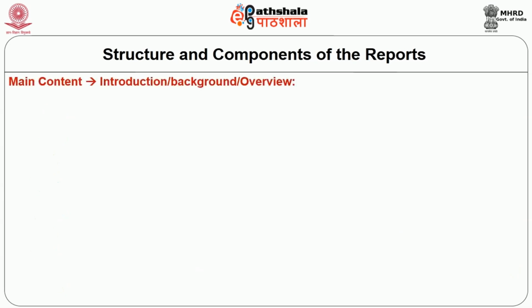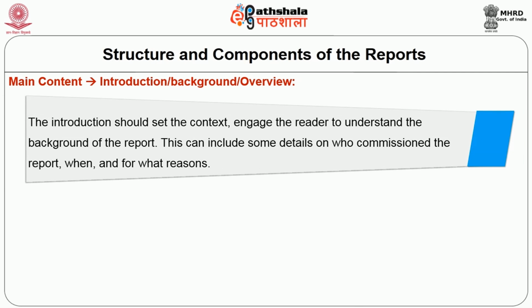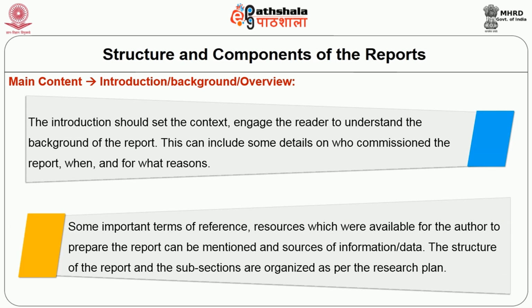Now coming to the main content. The report's main content may be organized under the following subsections: an introduction, a background or an overview. This section should set the context, engage the reader to understand the background of the report. This can include some details on who commissioned the report, when and for what reasons. Some important terms of reference, resources which were available for the author to prepare the report can be mentioned, and sources of information and data and how they were obtained in the brief section. The structure of the report and the subsections are organized as per the research plan.